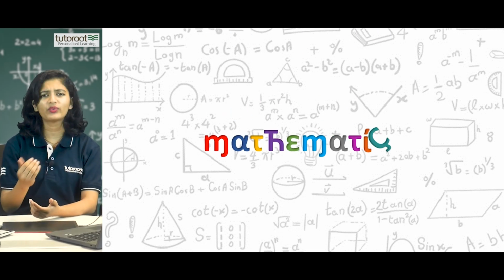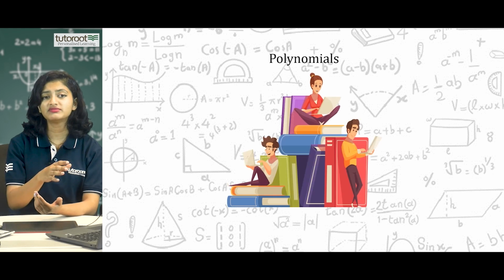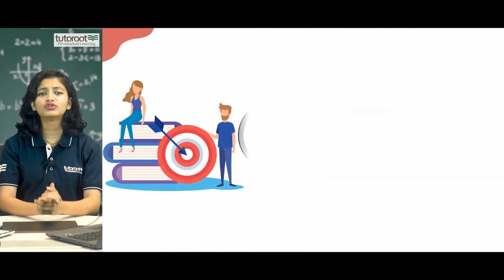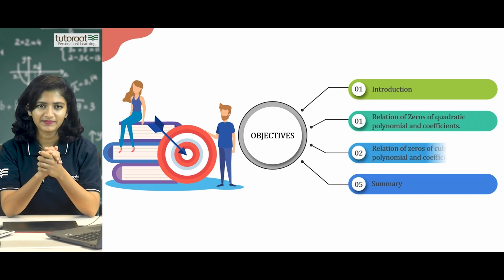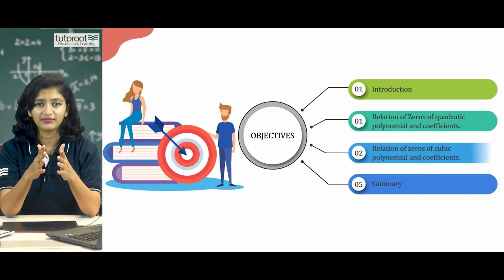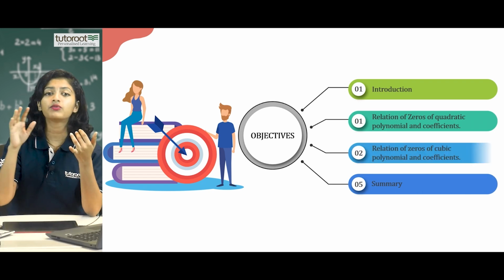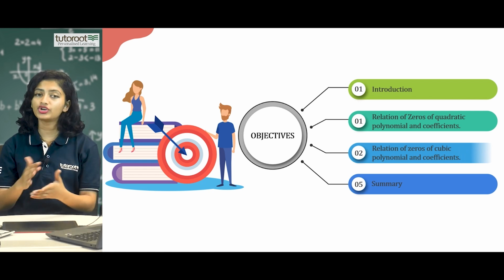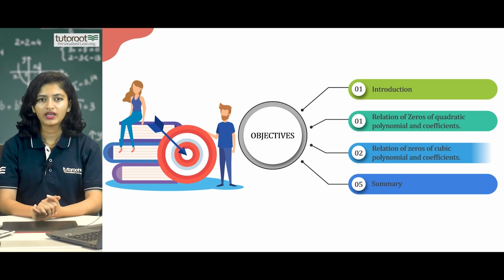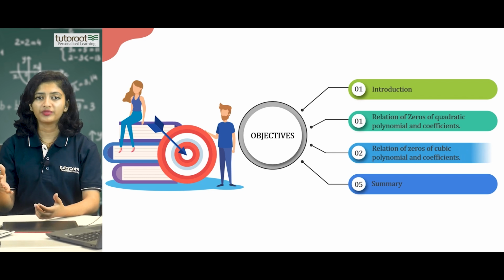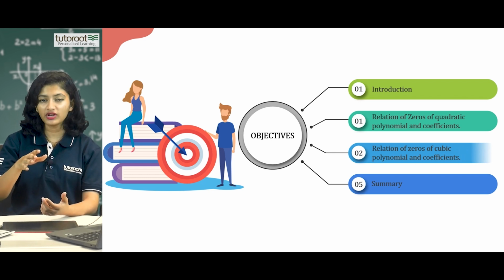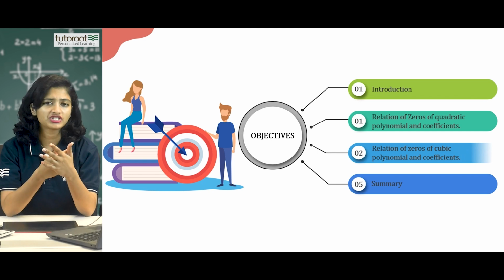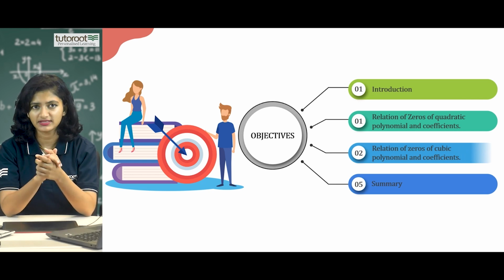In this session, we are going to learn about the relation between zeros and the coefficients of a polynomial. So what will we be learning in this lesson? In this lesson, we learn about the relation of zeros of quadratic polynomials and their coefficients, and also of cubic polynomials. The number of zeros of a polynomial equals the degree of the polynomial, and there is a well-defined mathematical relationship between the zeros and the coefficients.